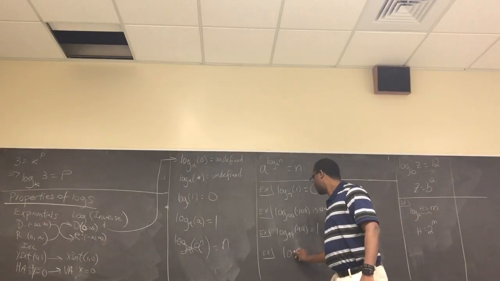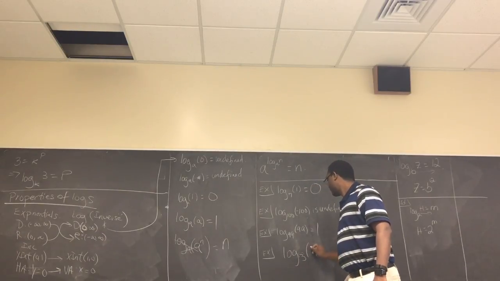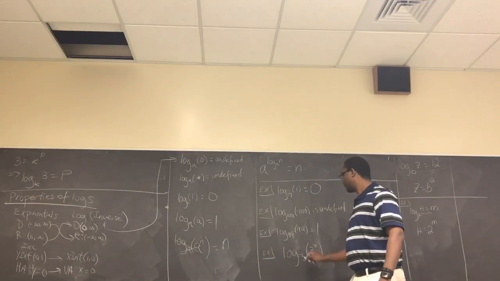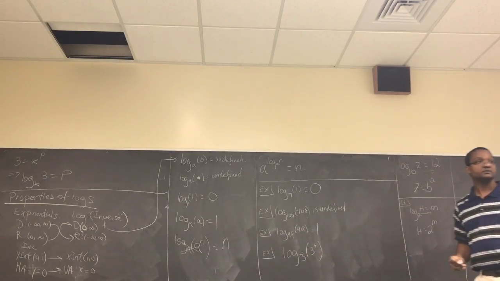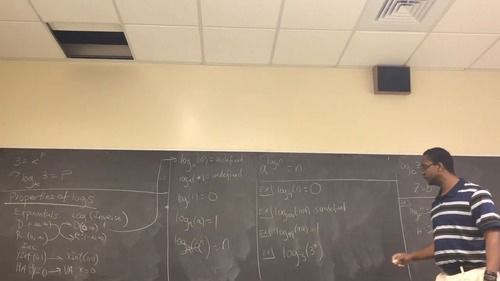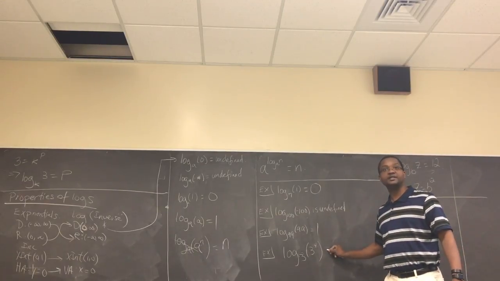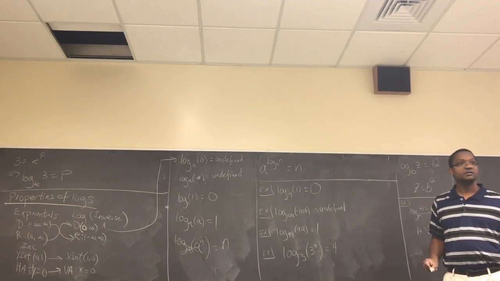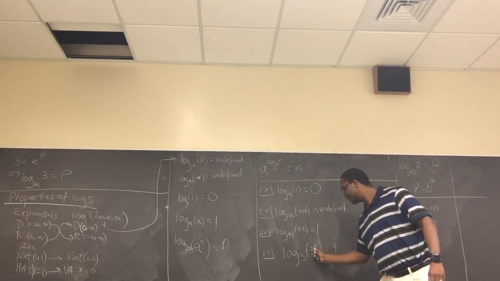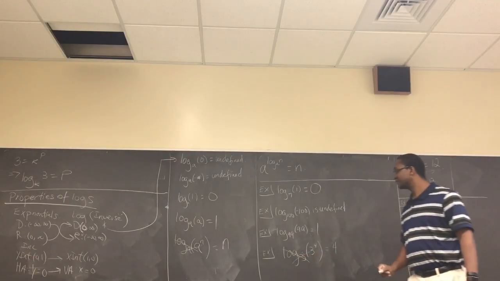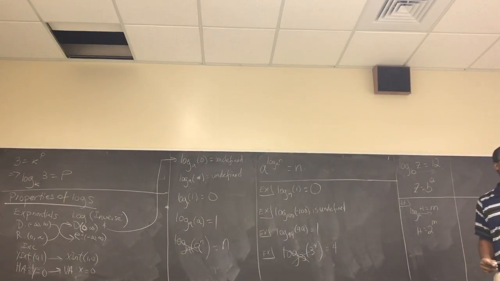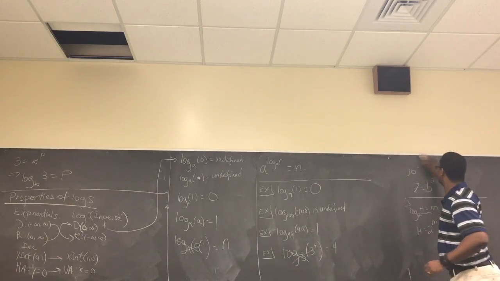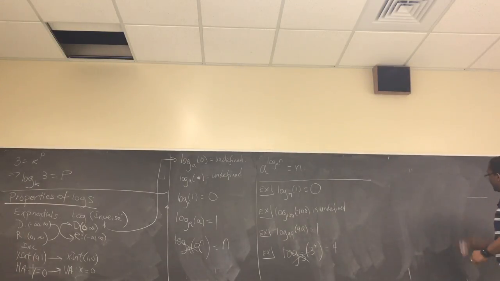Let's say I have log base 3 of 3 to the 5th power. Let's make it the 4th power, I'm not life easy. 3 to the 4th power. What's this equal to? 4, right? Everybody following along? Understand why this is 4? Because they cancel out, right? The 3 and the log cancel out, so the answer is 4.